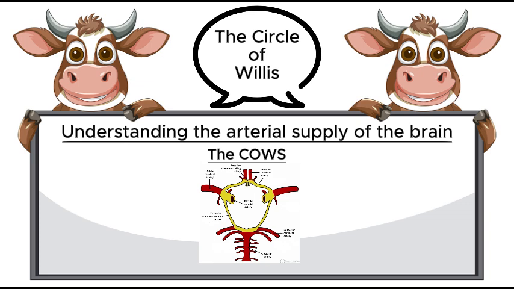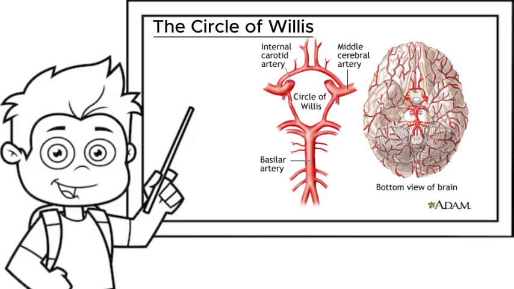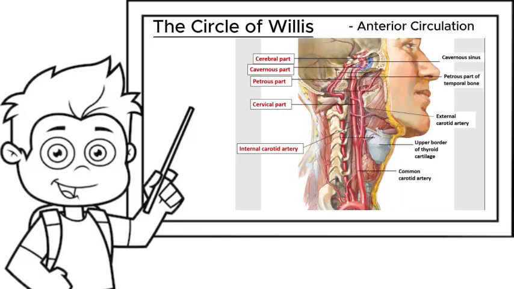Cows. Get it? The Circle of Willis is the brain's safety net of arterial connections that supplies oxygenated blood to every corner of your brain. It is a polygon-shaped vascular ring at the base of the brain that connects the anterior and posterior circulations. Let's break it down. The anterior circulation originates from the common carotid arteries in the neck.